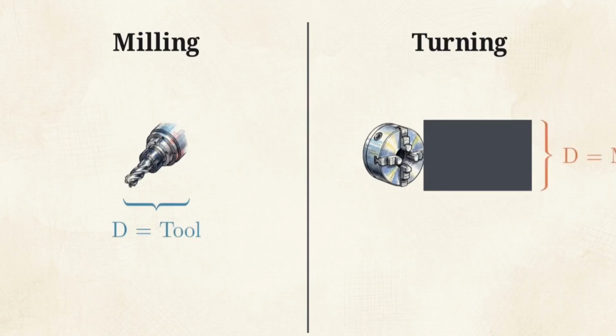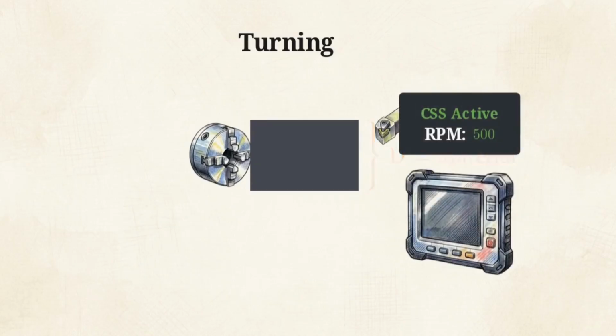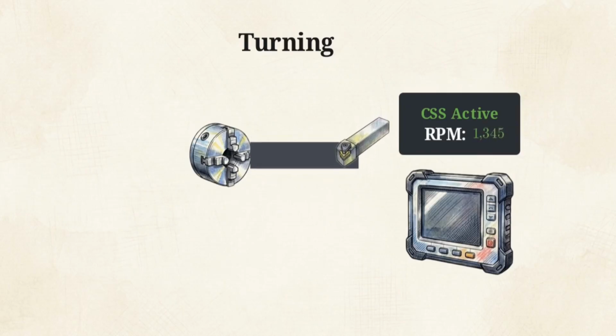But the moment you move to a CNC lathe, the rules of the diameter change. On a mill, the tool spins, so D is the diameter of your cutter. On a lathe, the workpiece spins. D is now the diameter of the material itself. As your lathe tool cuts deeper into the part, the diameter of the material shrinks. To maintain a constant surface speed on the cutting edge, modern lathes use a feature called CSS. The machine automatically accelerates the RPM as the tool approaches the center.